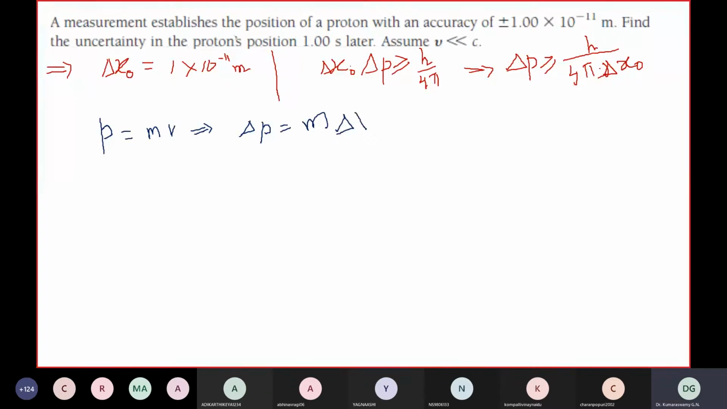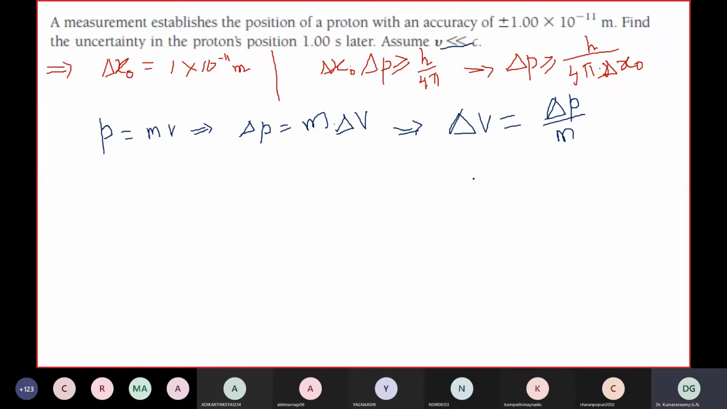Remember here, only if v is very much less than c can we put this. Otherwise, m is also variable. Remember that. Only when the velocity is very much less than c can we say delta p is equal to m times delta v, that means m is constant. Otherwise, m is not constant; it is also variable. So this gives delta v is equal to delta p by m.